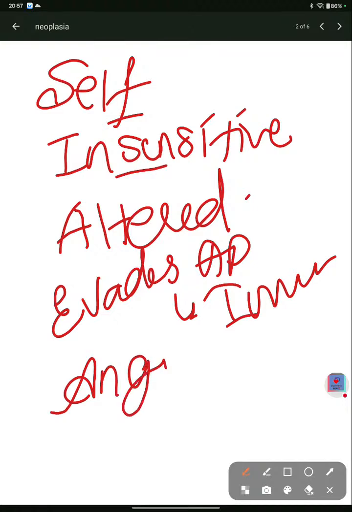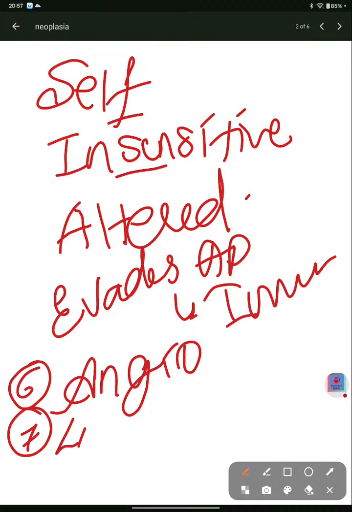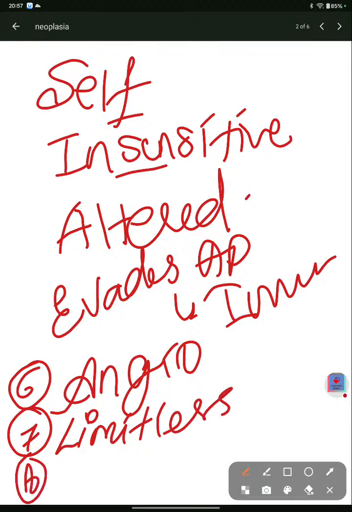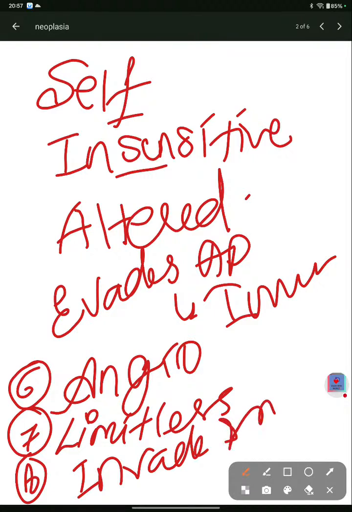The remaining are sustained angiogenesis. Seventh one is limitless replicative potential. And it can invade and metastasize. These are the eight hallmarks of neoplasia or cancer.